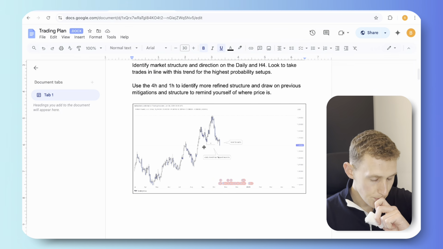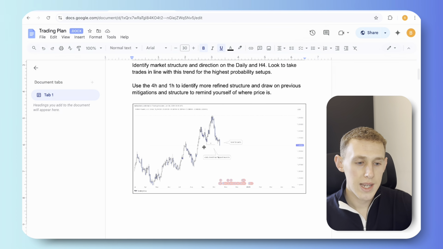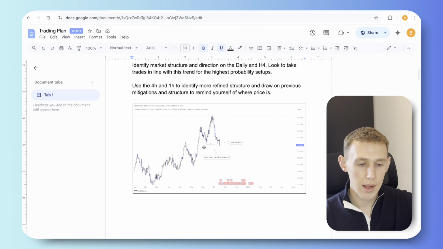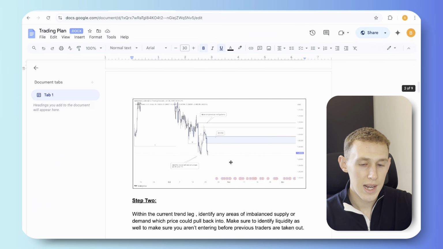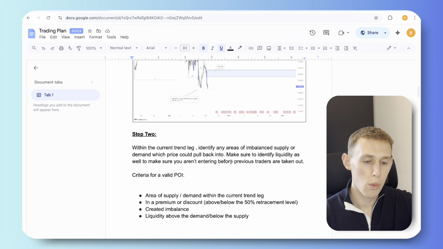When I come to identify this market structure and direction, I'm also marking on the actual structure points any previous mitigations of supply and demand, just so that I can get a very clear sense and overall picture of what the higher time frame is doing, where the current structure levels are, and all of that sort of thing.